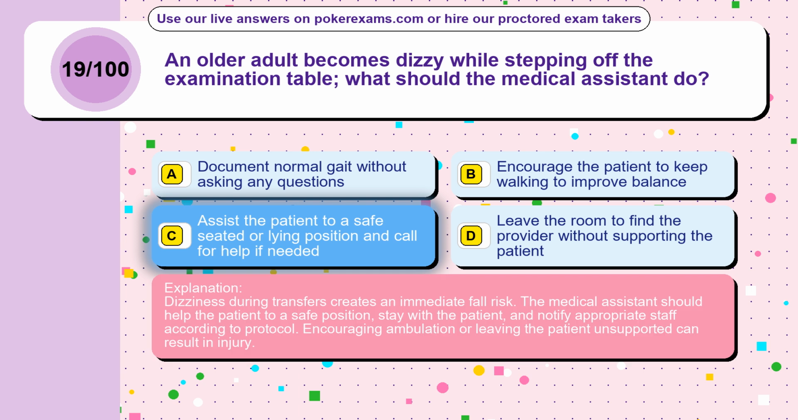Dizziness during transfers creates an immediate fall risk. The medical assistant should help the patient to a safe position, stay with the patient, and notify appropriate staff according to protocol. Encouraging ambulation or leaving the patient unsupported can result in injury.